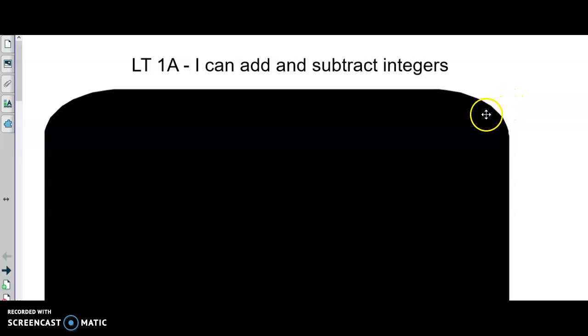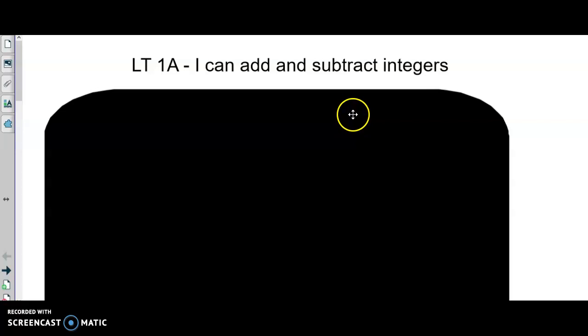All right, guys. So we are going to begin our first unit on Learning Target. That's what LT stands for. So Learning Target 1A: I can add and subtract integers.